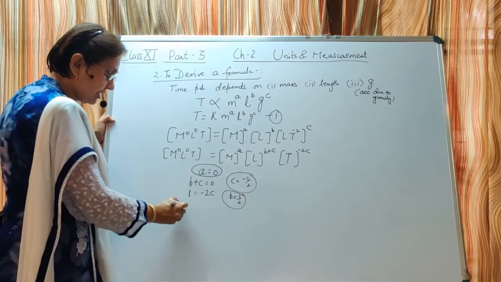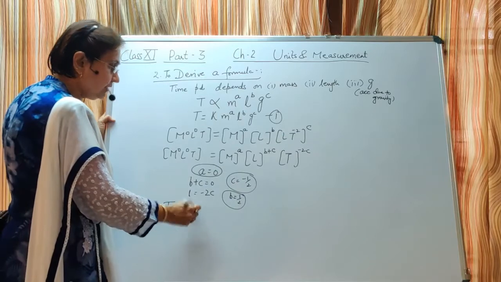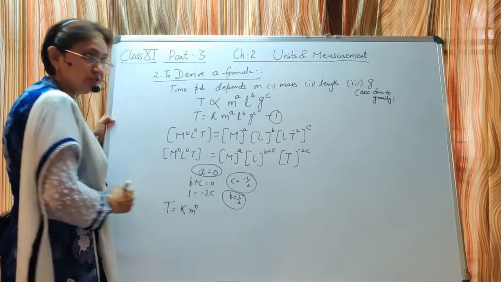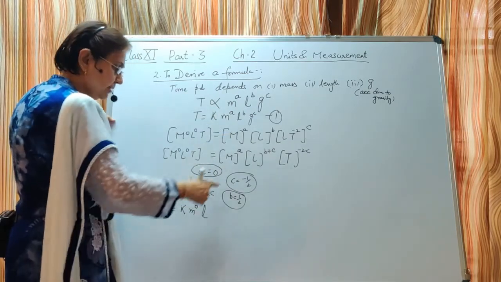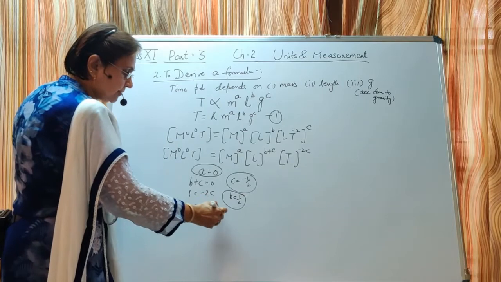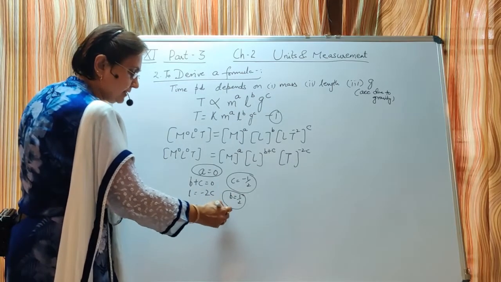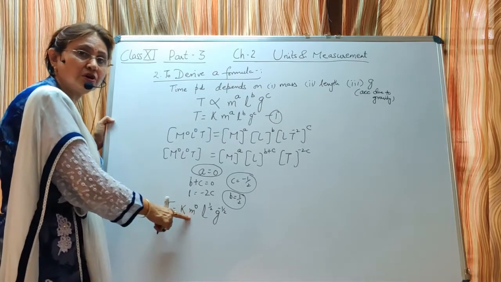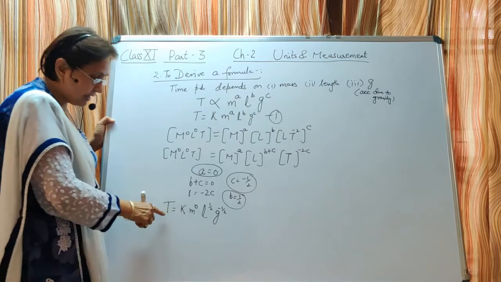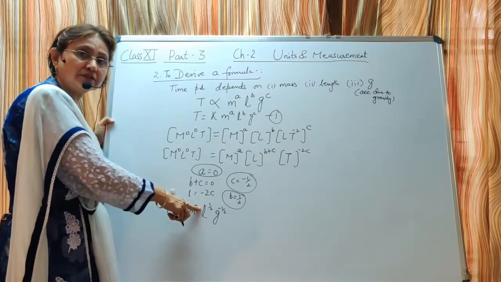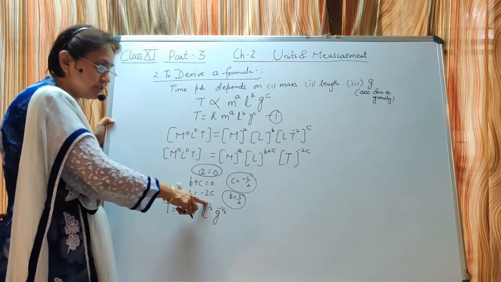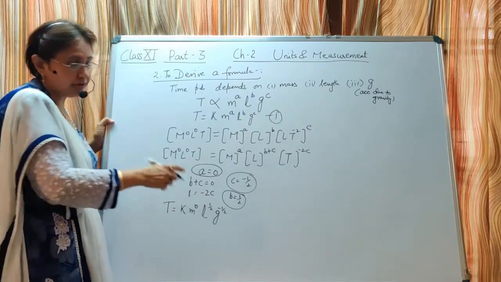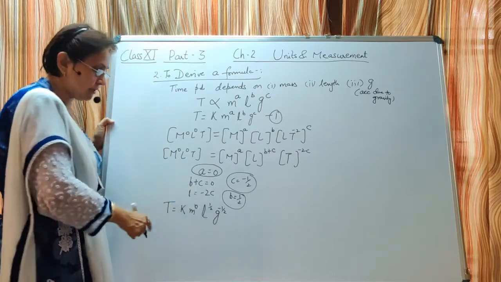Substituting in equation number 1, we get T is equal to K, which is dimensionless constant, M raised to the power A, here is 0, L raised to the power B, here is plus half, G raised to the power C, which is minus half. So from this formula you can see that the time period is not depending upon the mass of the ball. Time period is only depending upon the length of the pendulum. Okay, and how is it depending? L raised to the power half. It's also depending upon the acceleration due to gravity. And how is it depending? G raised to the power minus half.